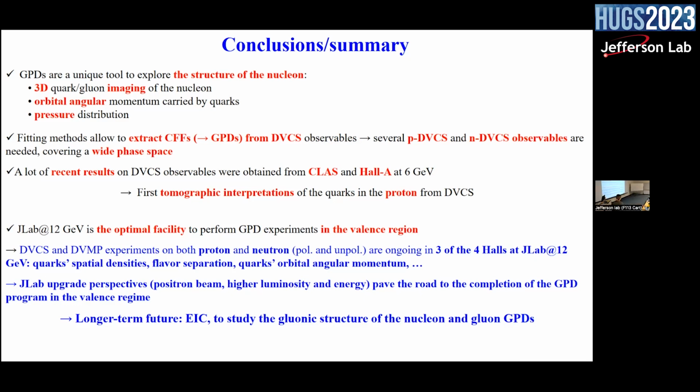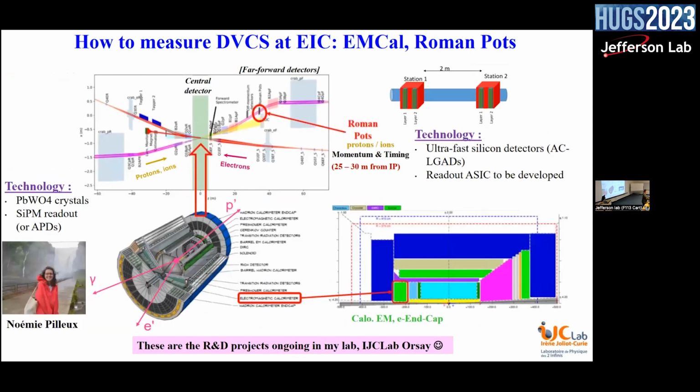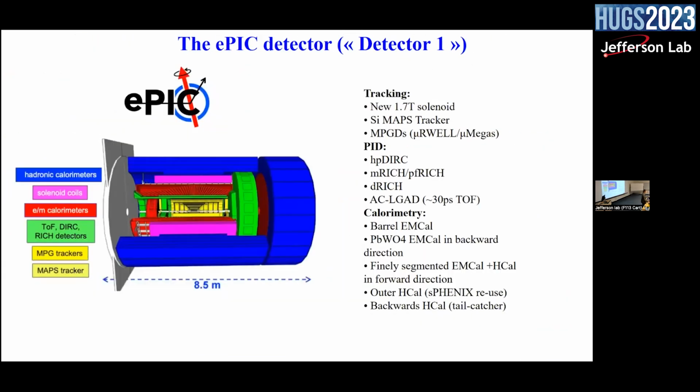For the EIC, is there a reason they don't have a muon detector, like an outer layer muon detector? Is there a reason they're not going to have one, and they're only going to have a single detector? Why would they exclude it? I don't know why they would exclude that.